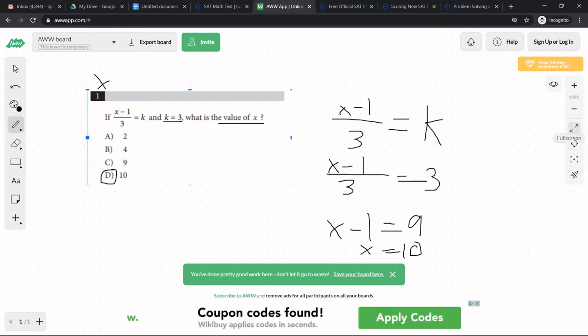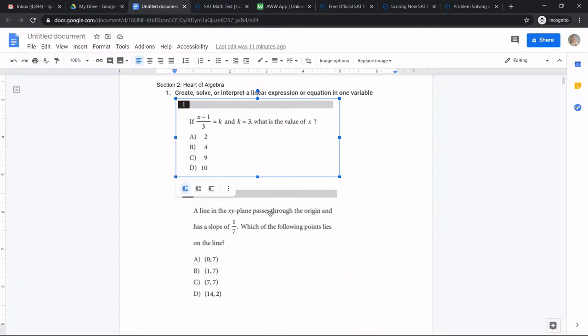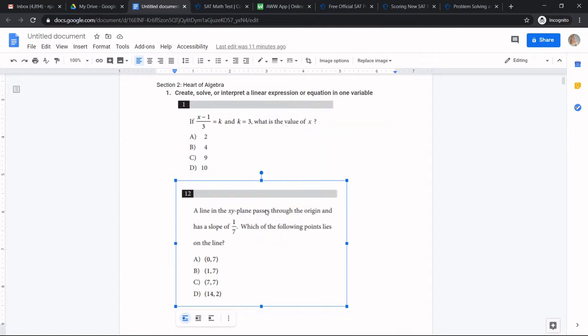So, as you can see, this particular section shouldn't be that hard. Let's try another one. Alright. Let's do this. There we go.